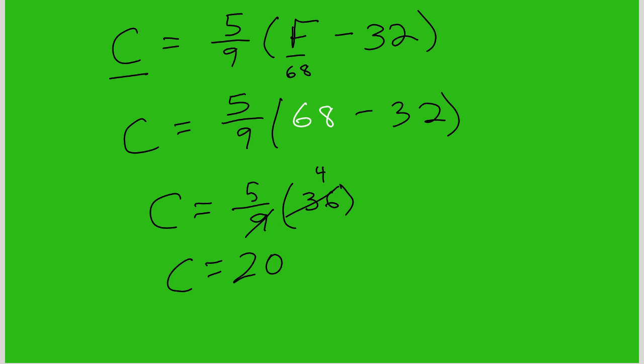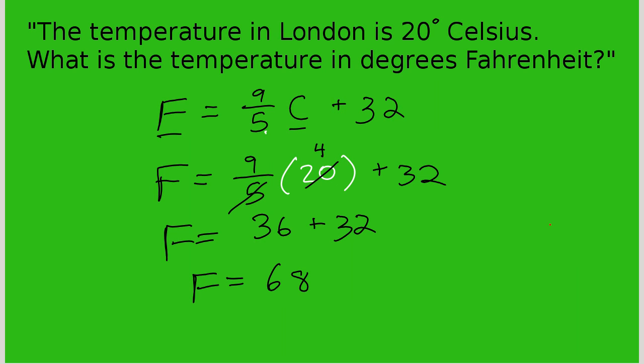So I'll make my concluding statement now. They asked us to find the temperature in London when the temperature is 20 degrees Celsius. So that tells us that the temperature is 68 degrees Fahrenheit. So when converting from Celsius to Fahrenheit, the first equation that we used back here up on top in black is the one that you want to use.